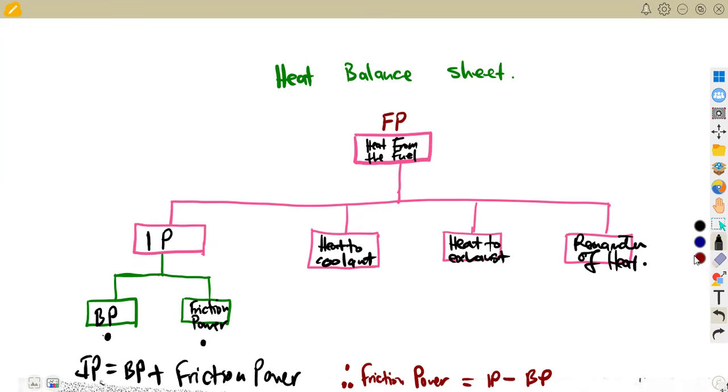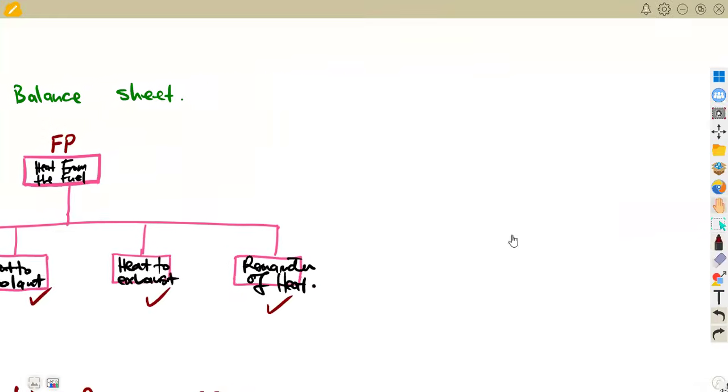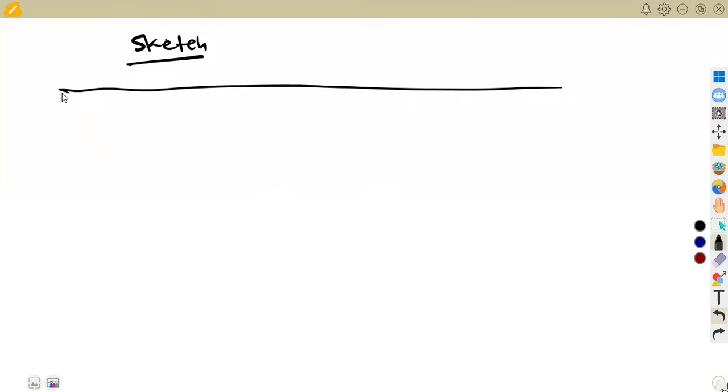These are the energies, the heat that we need out, which is the brake power, the friction power, the heat to the coolant, the heat to the exhaust, and the remainder. These build up our heat balance sheet. All right, so let us list them. Remember we said we've got the Q that is inside. This is just a sketch of what you are going to need, including the friction power.